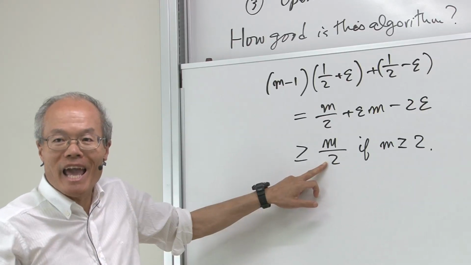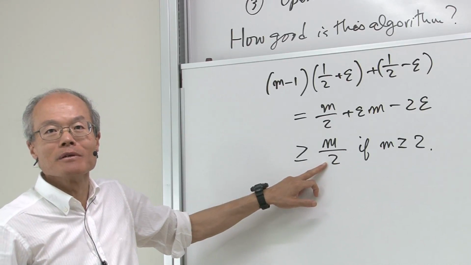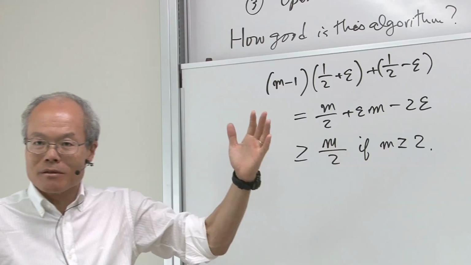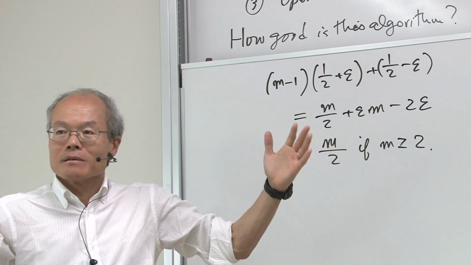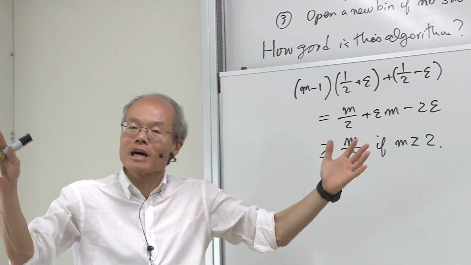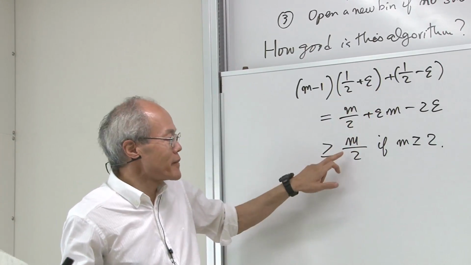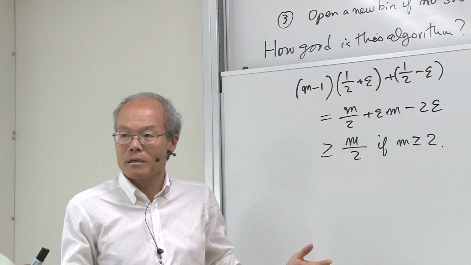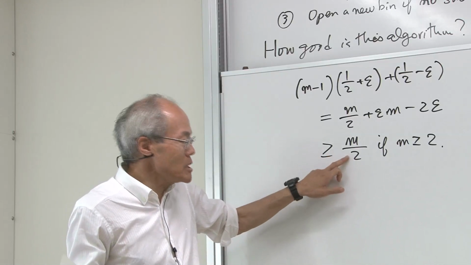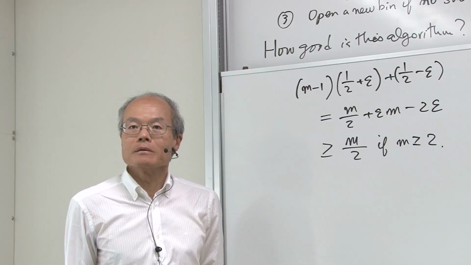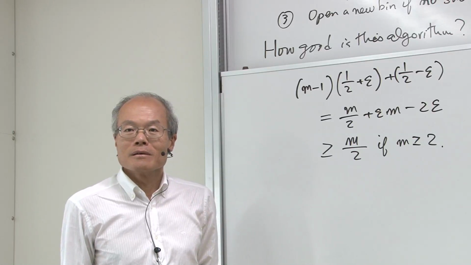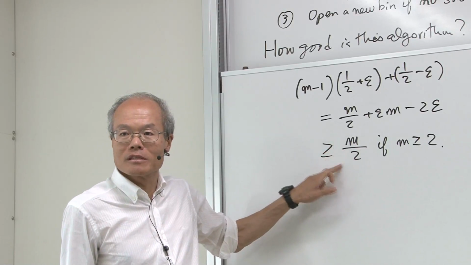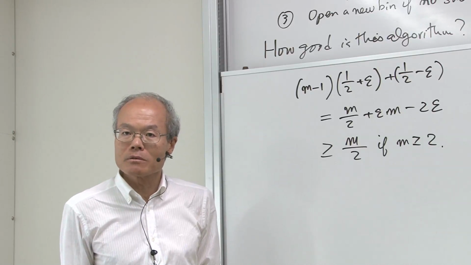That means any algorithm needs at least this number of bins. Clear? Because the sum of all values of the items is at least this value, and each bin has the size of 1, so we need at least this number of bins. That means FF uses m bins, and the optimal value is at least this value. That means the approximation ratio is at most 2.